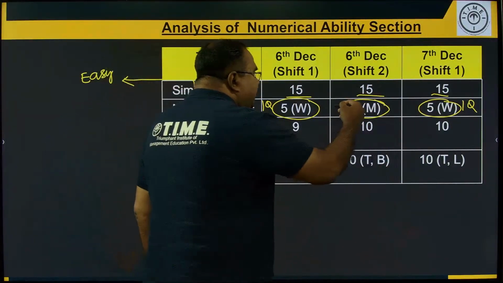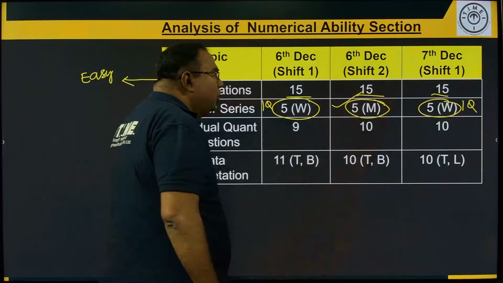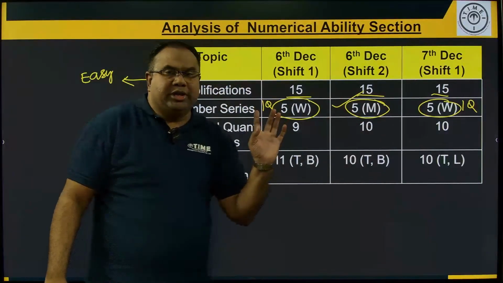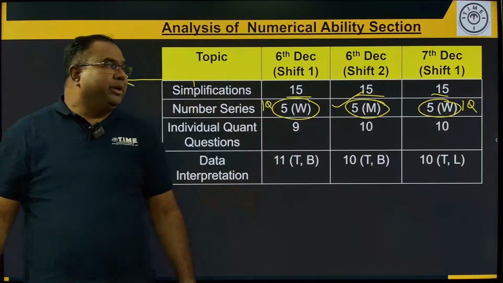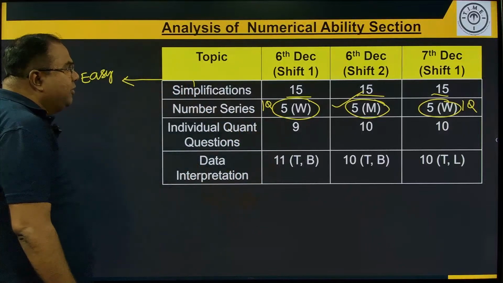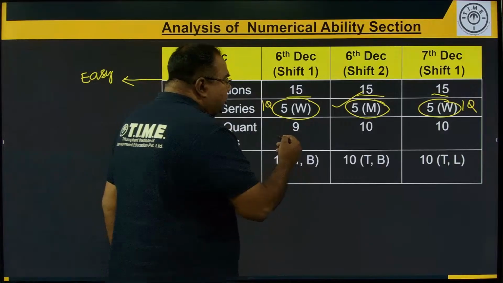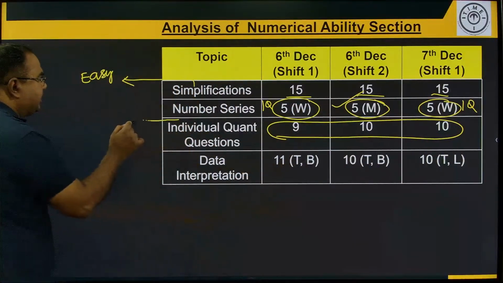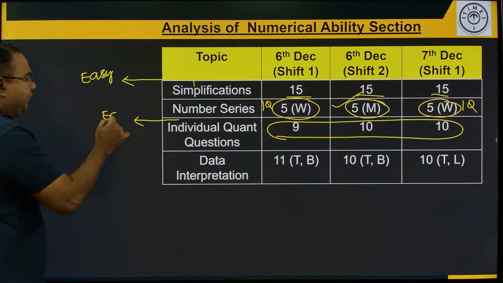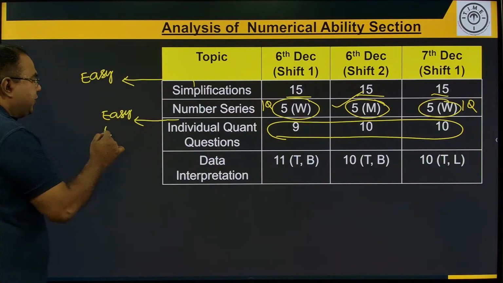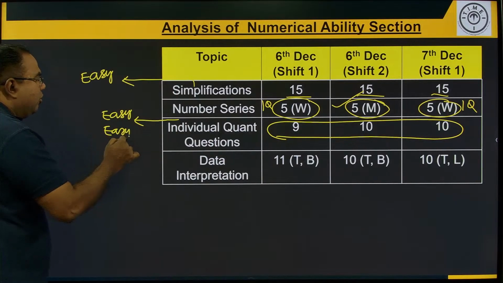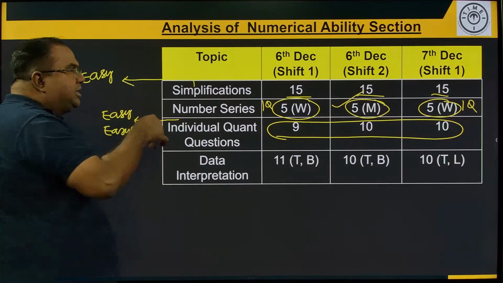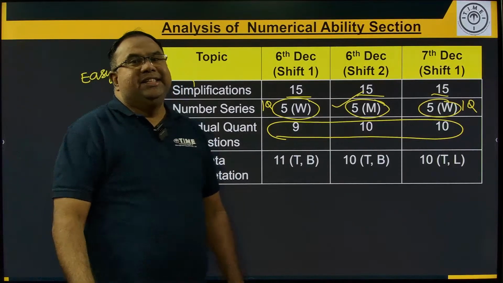Missing number series questions asked in 6th December shift 2 were easy to crack. All these were easy, but 1 question here and 1 question here were a little time consuming, right? Then individual quant questions, almost 10 questions in almost all the slots. These questions are easy and few questions were easy to moderate.